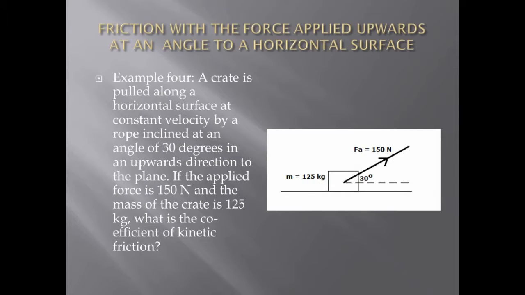Example 4. A crate is pulled along a horizontal surface at a constant velocity by a rope inclined at an angle of 30 degrees in an upwards direction to the plane. If the applied force is 150 newtons and the mass of the crate is 125 kilograms, what is the coefficient of kinetic friction?